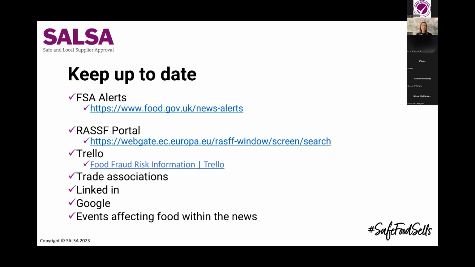And then just Google as well. Have a Google of some of your ingredients and see if there have been any instances of adulteration, substitution or food fraud around the types of ingredients and packaging. And keep yourself up to date with events relating to food in the news as well. They're just some of the places that you can keep yourselves up to date and find out this information in relation to your raw materials and your packaging.